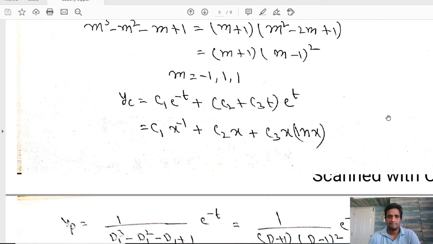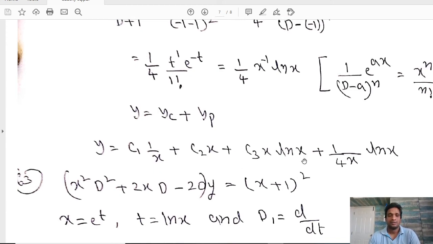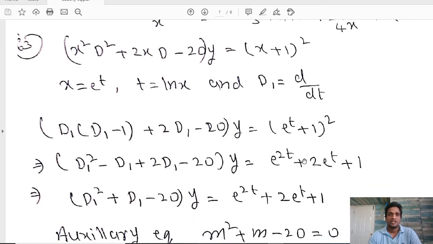See here, in yc, I forgot to write one term, please write that one. Oh sorry, I have written here c3 x ln x, right? Okay. So the next problem.